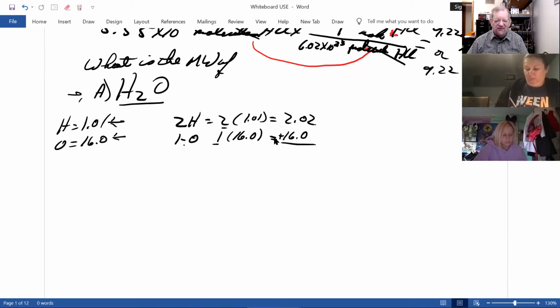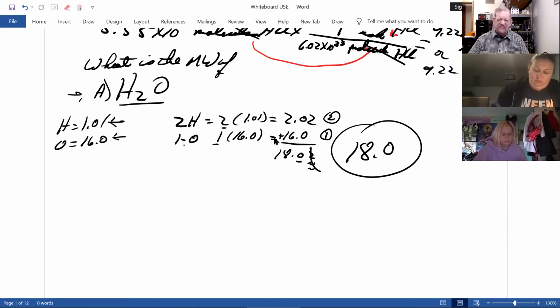Now, when I add these up, I have 18.02. Notice this has 1 past the decimal. This has 2, which is the lower number. I hope you all pick 1. So I keep the 0 and use the 2 to round off. It's 4 or less, so the correct answer is this.